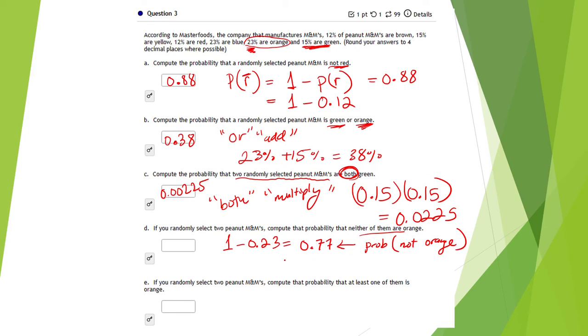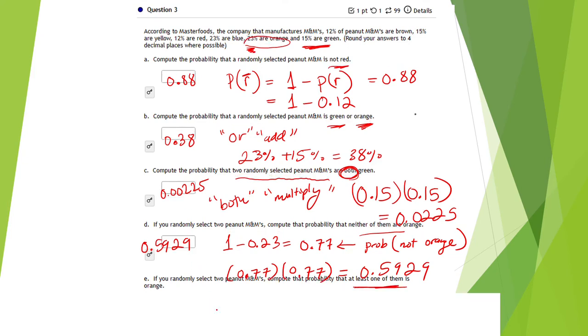So we want to find the probability that we get 2 of these. So we're going to multiply 0.77 times another 0.77. This will give the probability of not orange twice. So let's multiply that out. And that gives me 0.5929. So there's about a 59.29% chance or 0.5929 chance that we don't get an orange from 2 M&Ms.